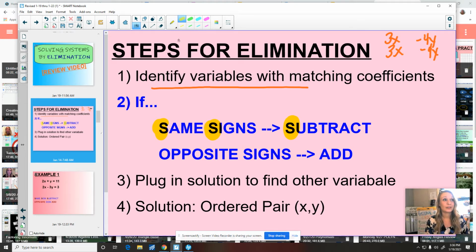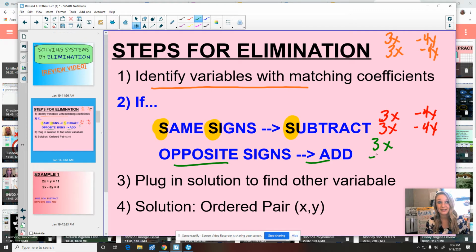So let me show you what that would look like. If you had 3x and 3x, both positive, or negative 4y and negative 4y, both negative: same sign, subtract. If they have opposite signs, meaning you've got a 3x and a negative 3x, or a 4y and a negative 4y, yes, you're going to add going down. So if you see that you've got one positive and one negative, you will be adding your terms throughout the equation.